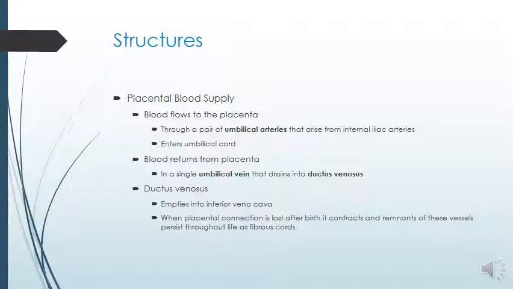It's a detour. When placental connection is lost after birth, the ductus venosus contracts, and remnants of the ductus venosus as well as the umbilical vein persist through life as fibrous cords.